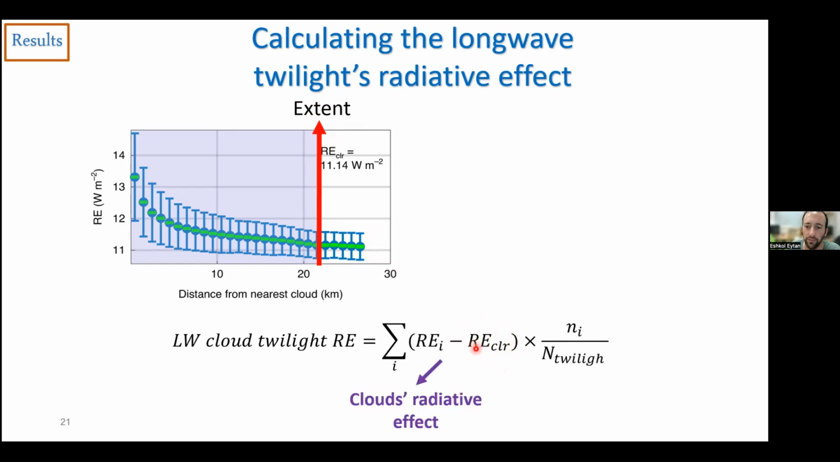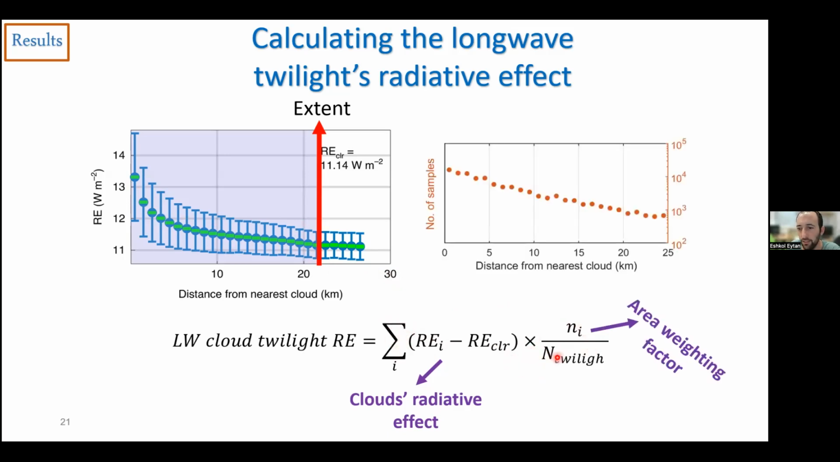Then subtracting this background effect from each bin will simply give us the cloud's contribution to the radiative effect of each bin. And in order to consider the total mean radiative effect for the image, considering all distance from nearest cloud bins, we take a weighted average by considering the area fraction that each bin is capturing from the image. Because as you can see on the plot here on the right, we have many more pixels closer to clouds than pixels that are very far from clouds. And this area weighting factor just considers this. So this equation will give us the mean radiative effect of the long-wave cloud twilight zone in an image.